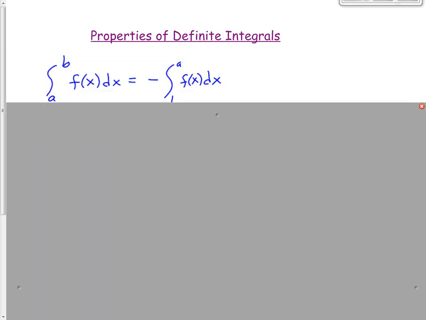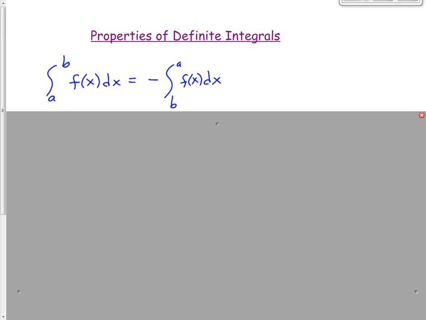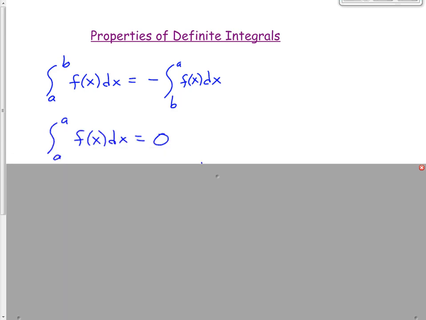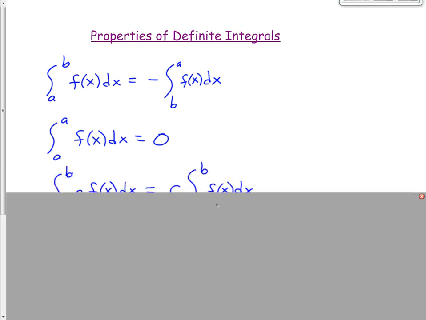Okay, so let's talk about some properties of definite integrals. If we switch our limits of integration, then that changes the sign of our answer. The integral from a to a, where a is a constant, of f of x dx is going to be 0. In terms of area, that means we're finding the area from a to a. There's no area under that curve between a and a.